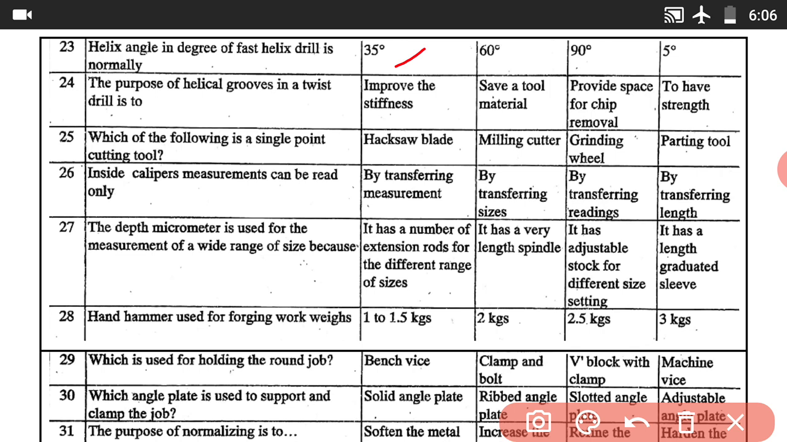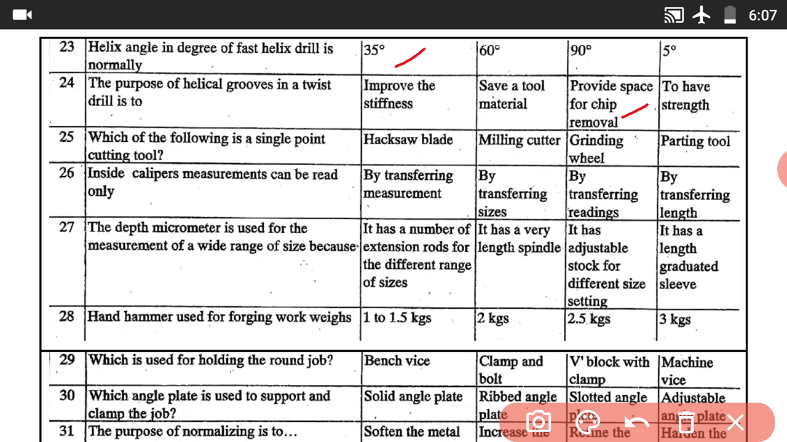Question number 24. The purpose of the flute in the twist drill is to provide space for chip removal. This question answer C.